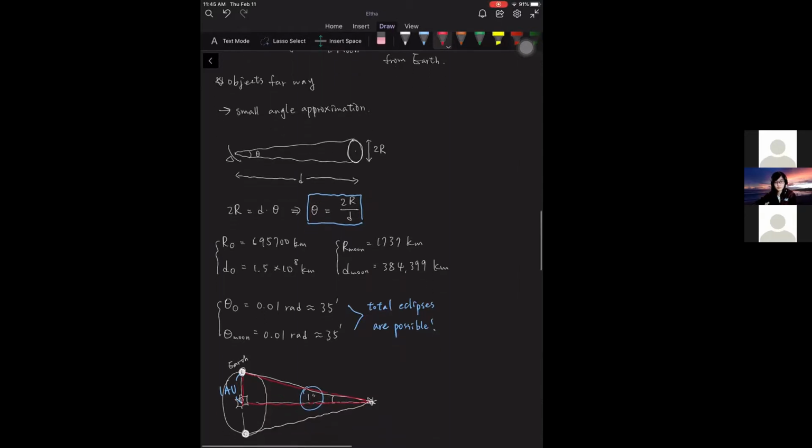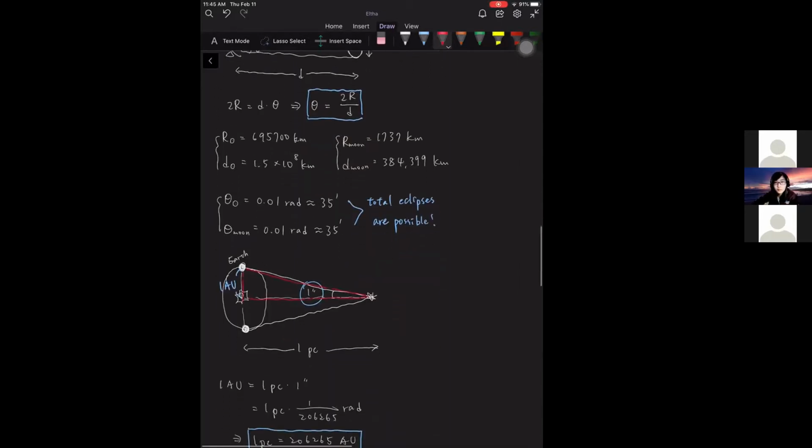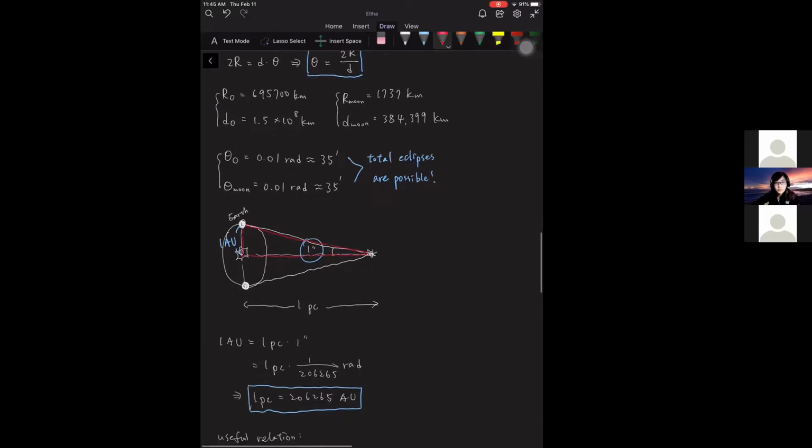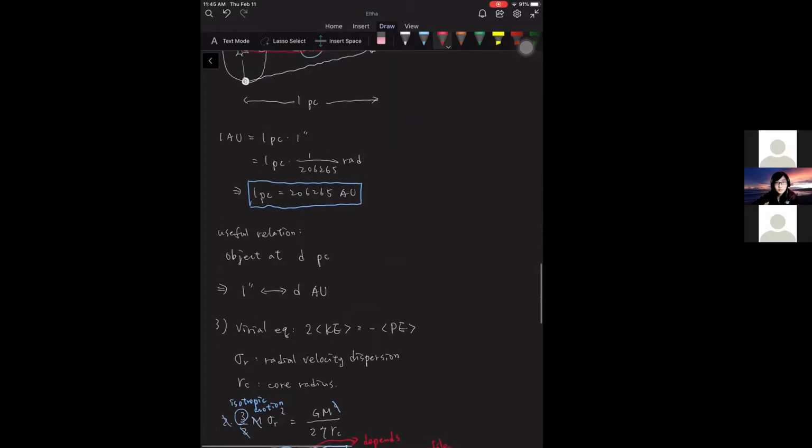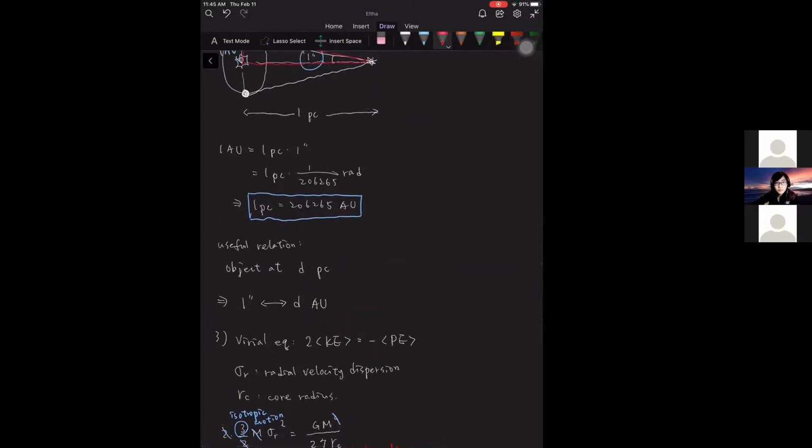Could you please go back on the equivalence between 1 arcsecond and the distance in AU? Like if we are given, for example, could you please give an example about it?